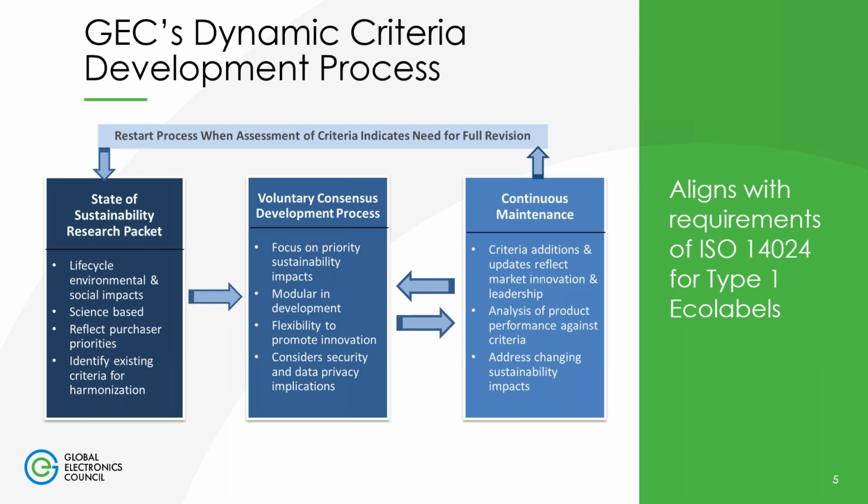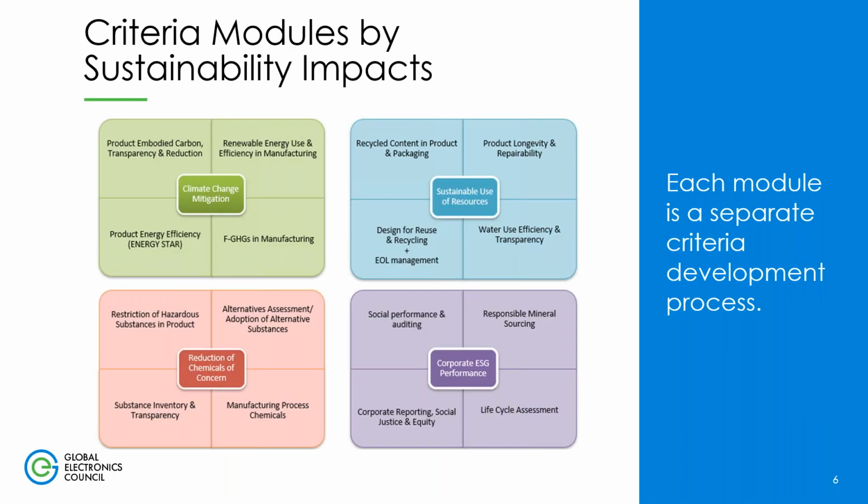Many of you have seen this before. We've been talking about it for several years. Now, one of our new approaches here, and we've mentioned several times harmonization, we've also mentioned sustainability impacts. So going forward, we are realigning our criteria by the 4 sustainability impacts shown here: climate change mitigation, sustainable use of resources, or also commonly referred to as circularity, reduction of chemicals of concern, and corporate, environmental, social, and governance performance. Within each of these modules, you'll recognize many topics from our current product categories. So there's a lot of the same type of criteria that we're used to.